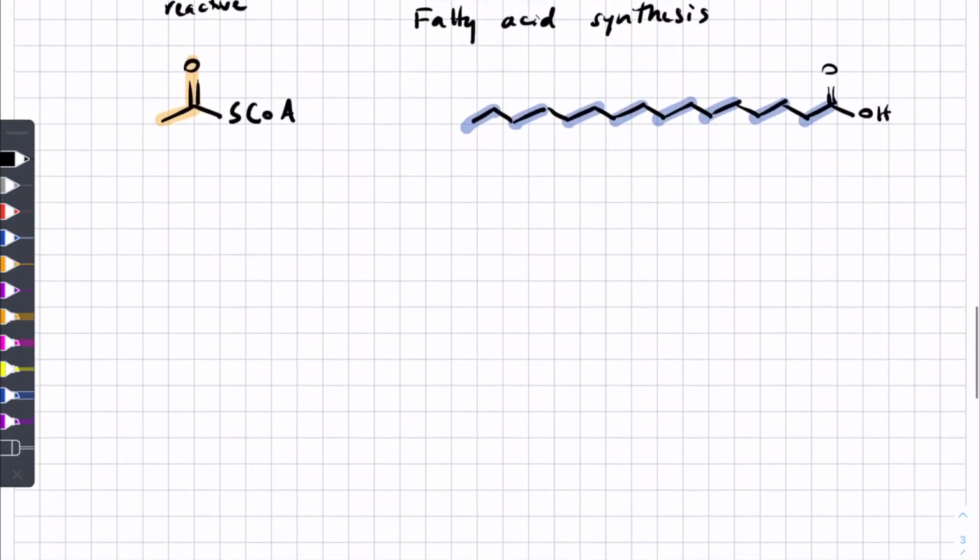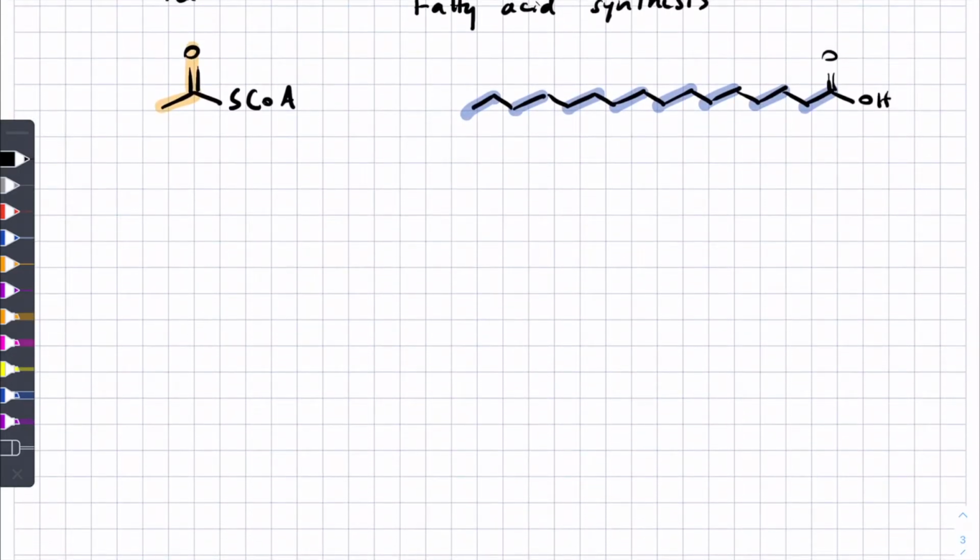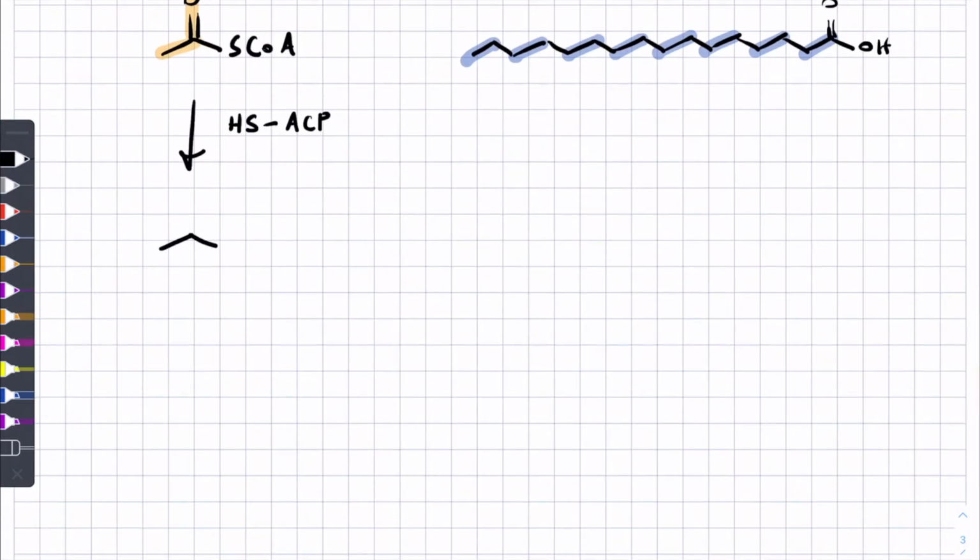So how does this work? Well, first, nature takes a different thiol and does a reaction that was on question 1 of the exam, where this thiol attacks to give a tetrahedral intermediate, and then the CoA thiol leaves. So we basically transfer the acetyl unit onto the acyl carrier protein.